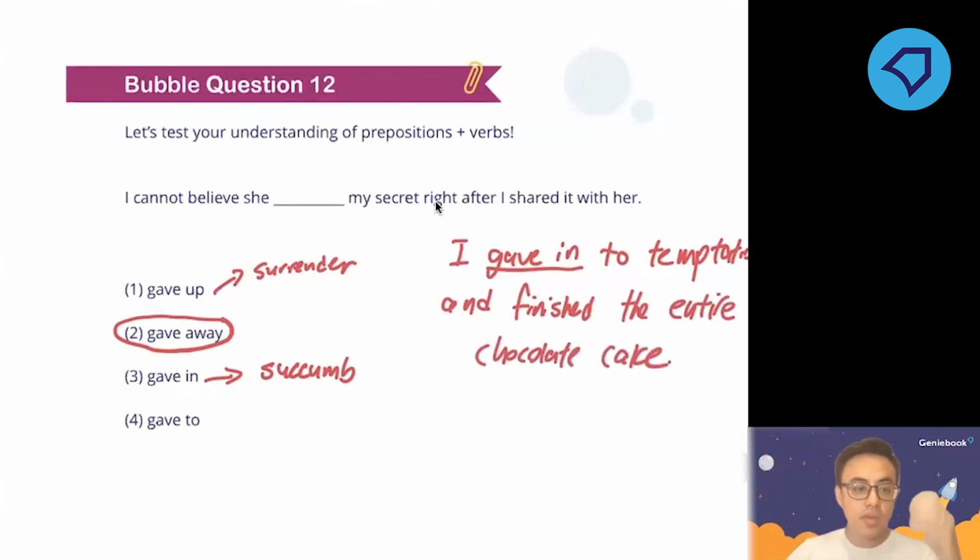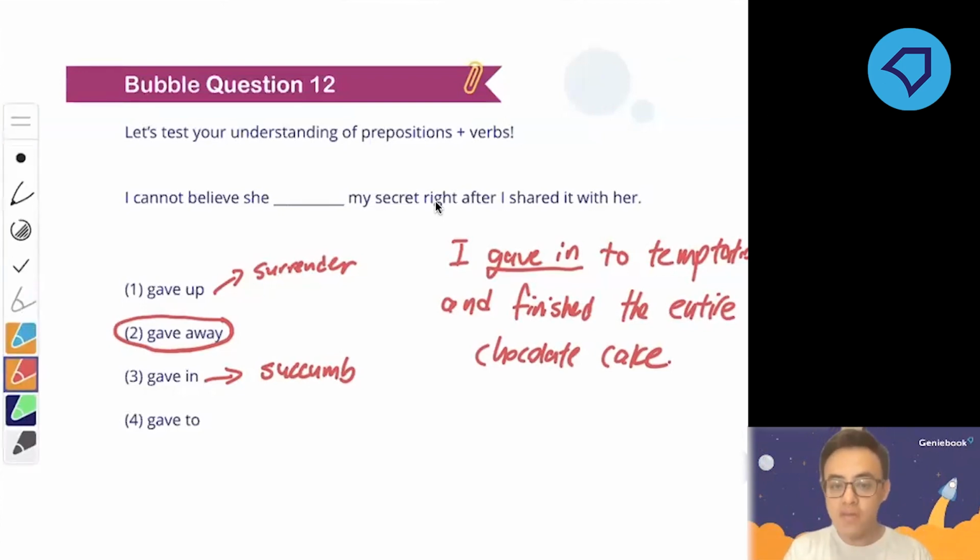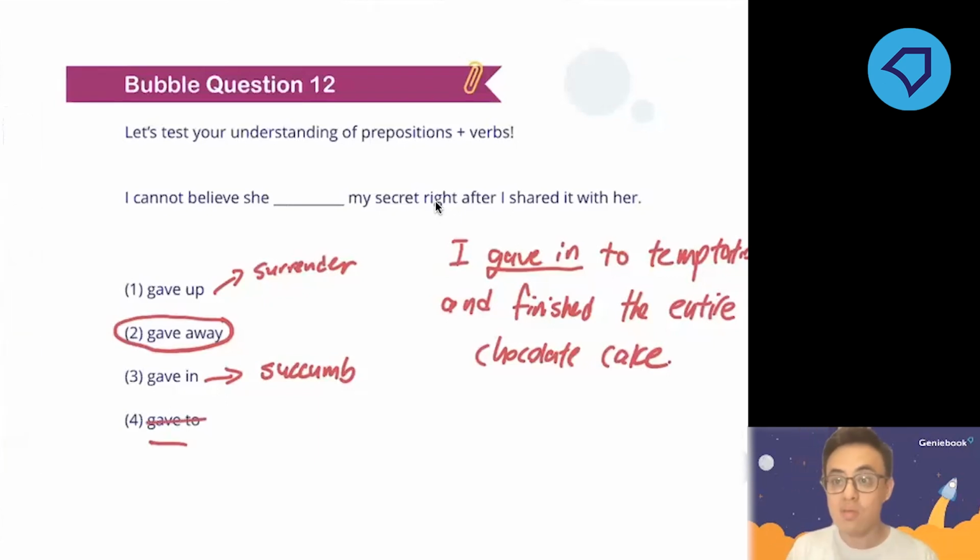Okay, so to give in, boys and girls, means to completely succumb to something, right? You are not supposed to eat the entire chocolate cake, but you cannot control yourself and you gave in to your temptation. Okay, so give in means to succumb, give away means to let out a secret, give up means to surrender, give to doesn't really mean anything. I mean, you can use the word gave to, but there's no special meaning to it.